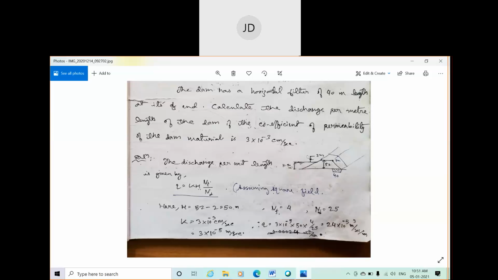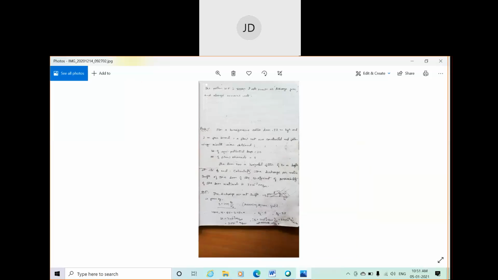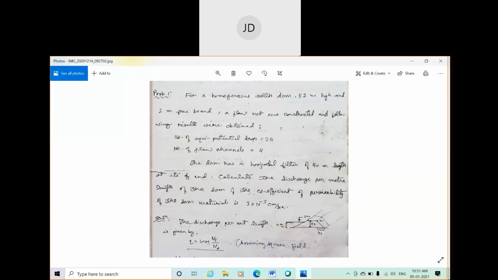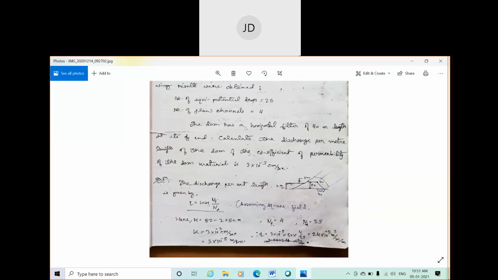So for the whole dam structure, if you want to find Q, you just need to multiply it by the length of the dam. Since the length of the dam is not mentioned here and you are only asked to find the discharge per meter length of the dam, this will be your answer. So this kind of problem looks difficult, but it's very easy to solve.